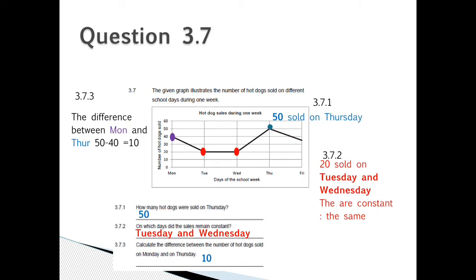So 3.7.1, there were 50 sold on Thursday. 3.7.2, there were 20 sold on Tuesday and Wednesday. So those are the ones that are constant, which means the same. 3.7.3, the difference between Monday and Thursday is 50 minus 40, which is 10.